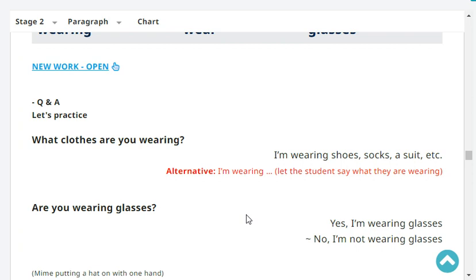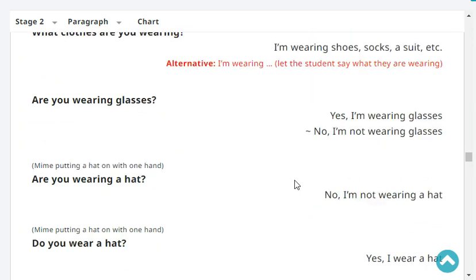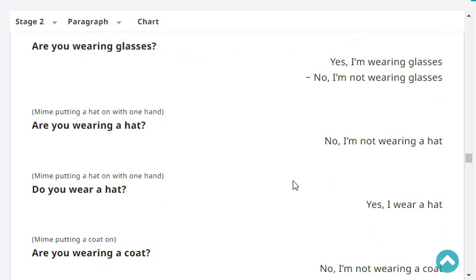Very good. Are you wearing glasses? Yes or no? No, I'm not wearing glasses. Very good. Are you wearing a hat? No, I'm not wearing a hat. Do you wear a hat? Yes, I wear a hat.